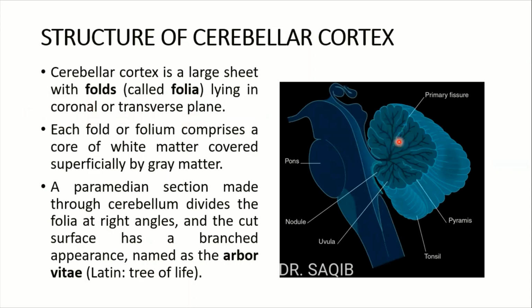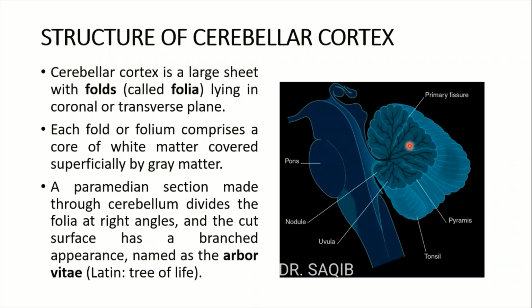You see this picture? This is the cerebellum, this structure, right? And as I already told you in my first lecture, this is the brain stem. And here you see, these are the folds called the folia. Each fold or folium comprises a core of white matter covered superficially by gray matter. So this is the folium, superficially covered by gray matter, and deep inside is the white matter.